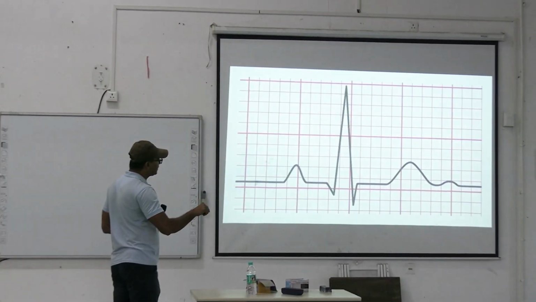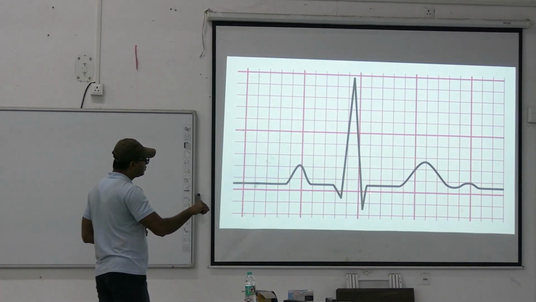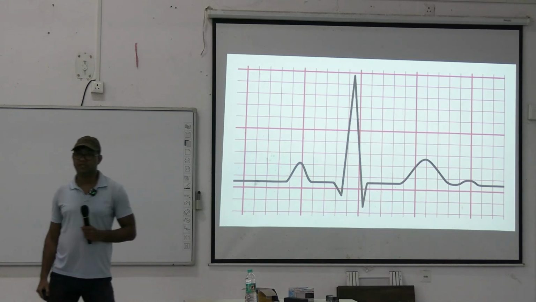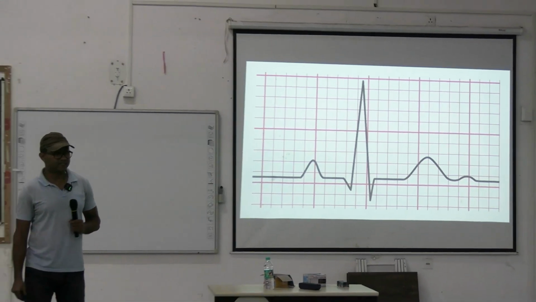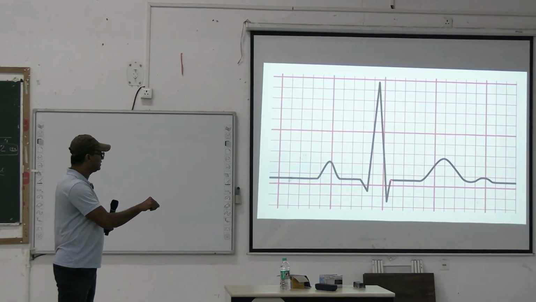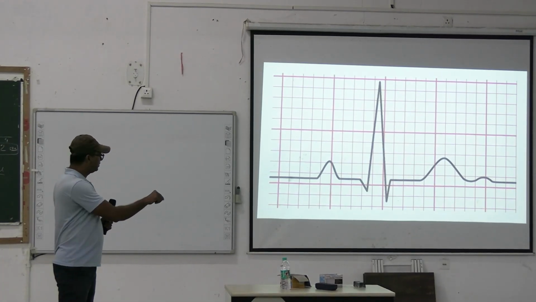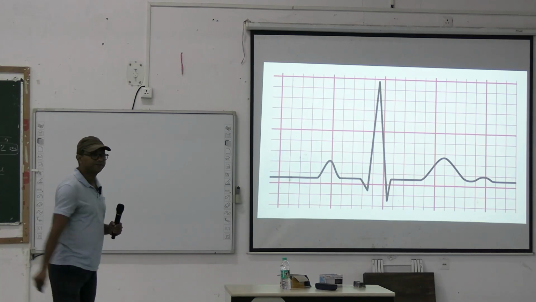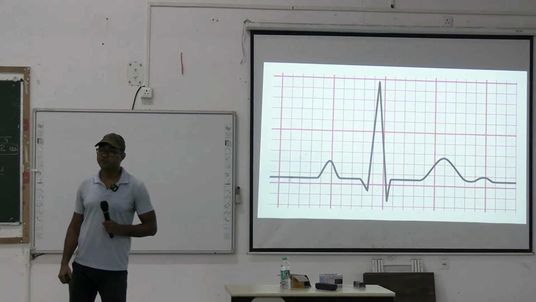QRS complex means from the beginning of Q to the end of S, and that is the duration of the QRS complex. Okay. So, here 1 small square, 2 small squares and 3, right. Here it is a little less, here a little more, so it makes up 3 small squares. Okay. So, 3 small squares.